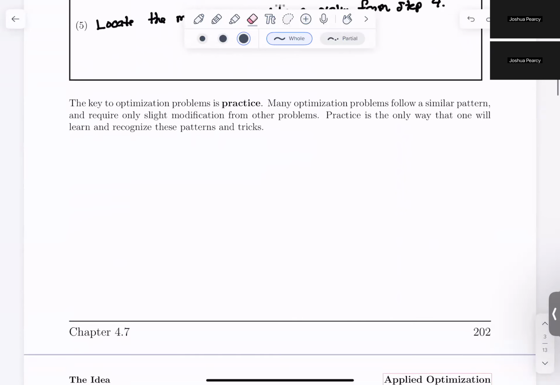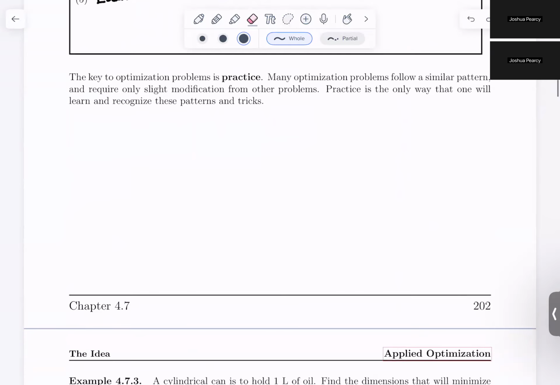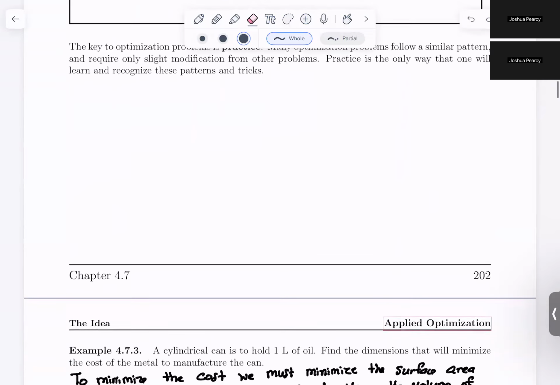The key to these optimization problems is just practice. Many optimization problems follow a similar pattern and require only slight modifications from other problems. Practice is the only way that you will learn and recognize these patterns.